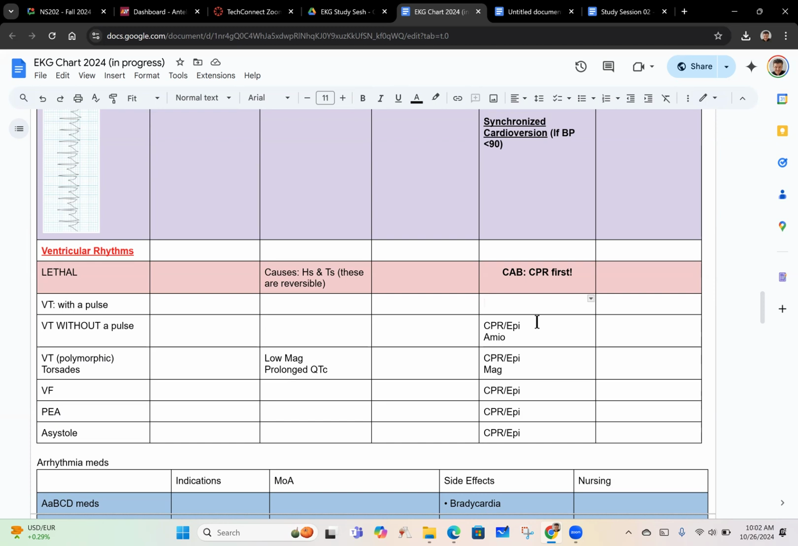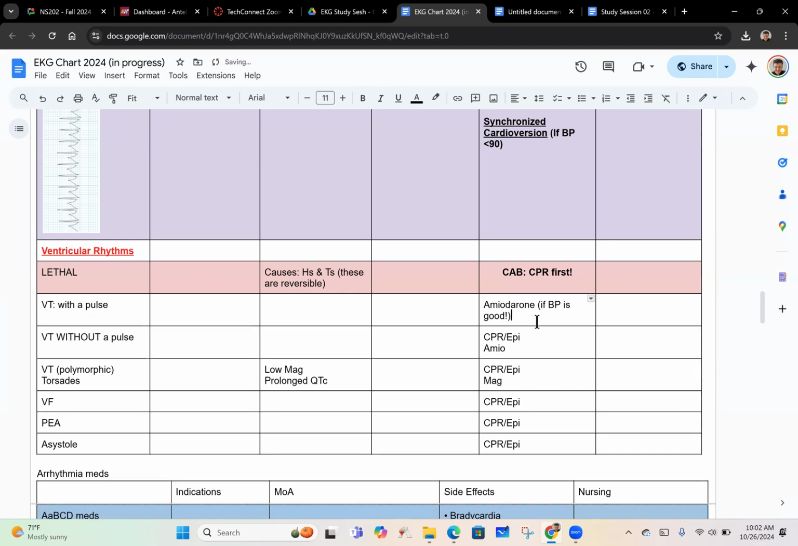Not calcium blockers, no. Digoxin only works in the AV node. Digoxin only works in the AV node, on the vagus nerve. Which one of the ABCD meds also is ventricular? No, atropine also works on the vagus nerve. No, there is one beta blocker that does work on the ventricles, and that's the right answer. So amiodarone is the option, if BP is good.